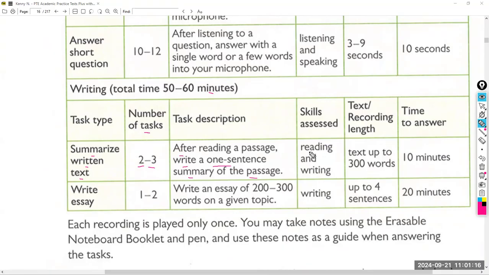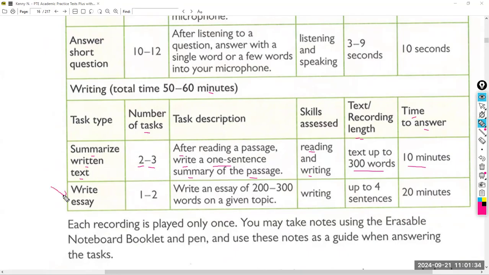Now, the skills are reading and writing, and absolutely the text length is about 300 words. And the time that I need to answer this task is 10 minutes.